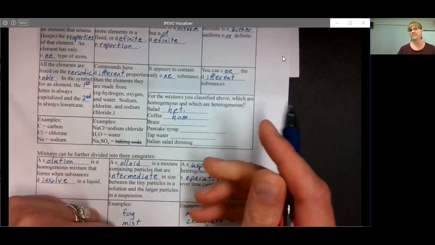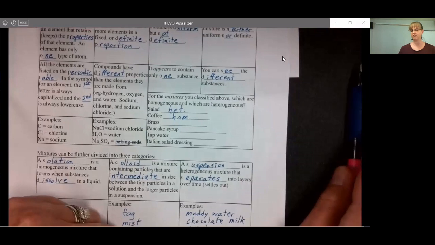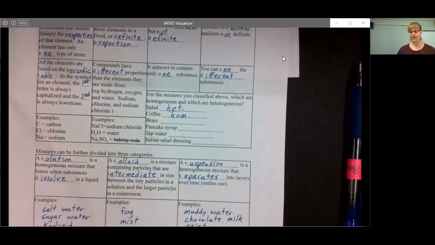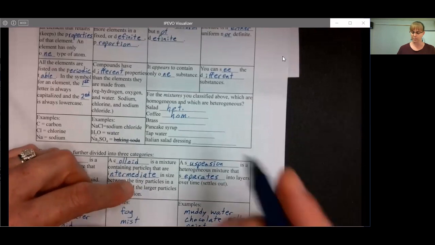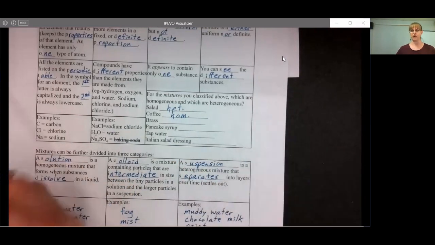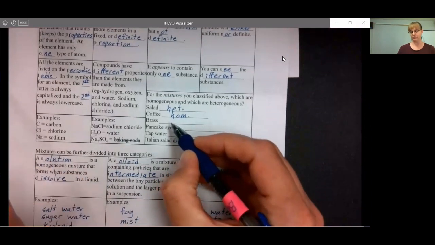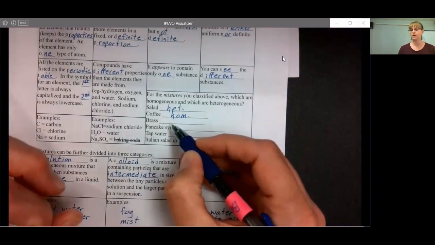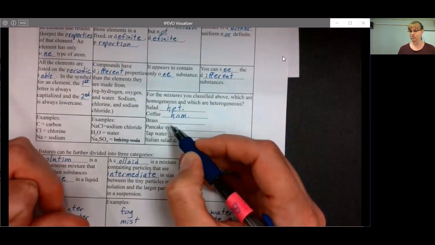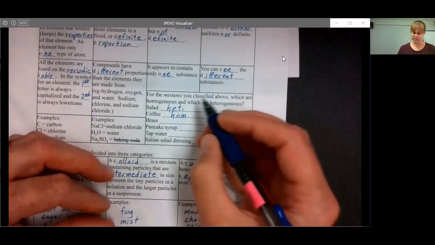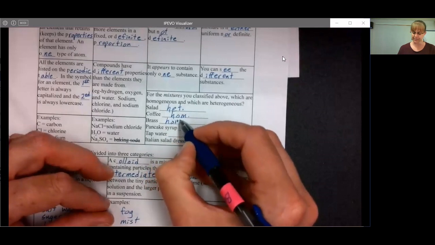Brass is a type of metal. It's actually made of a mixture of, I think brass is copper and iron. Could be copper and zinc. I always get brass and bronze mixed up. So with brass, you can't see a different part. It all looks the same all the way through it. You can have different amounts of those two elements that are stirred together. So that's why it is a mixture, but it looks all the same all the way through. And so therefore it is homogeneous.